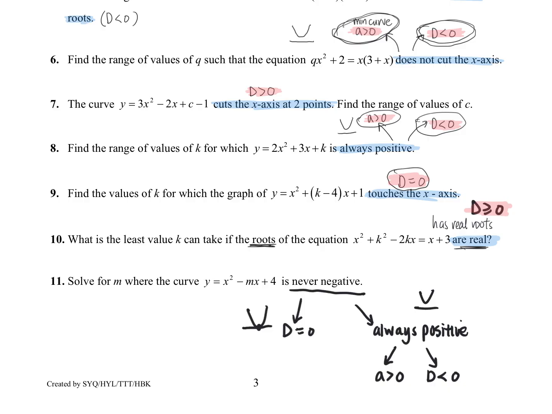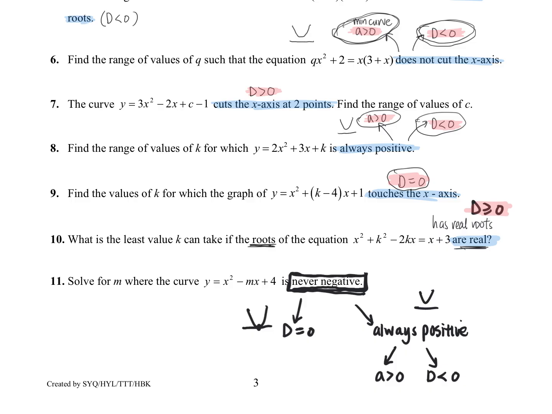D is equal to 0. So "never negative" is a special phrase that was tested only one year in O-level, and everybody was stunned. Because we will only always ask "always negative" or "always positive," but that first year they tested "never negative," and nobody knew what to do.